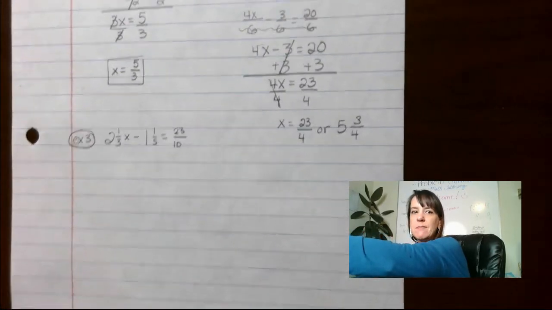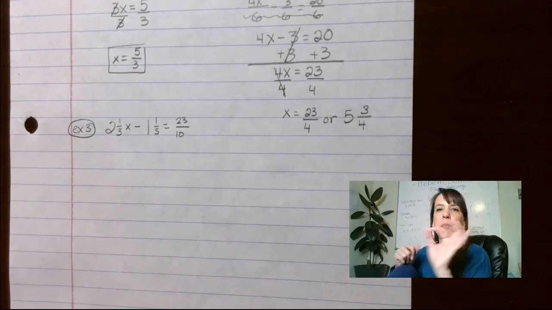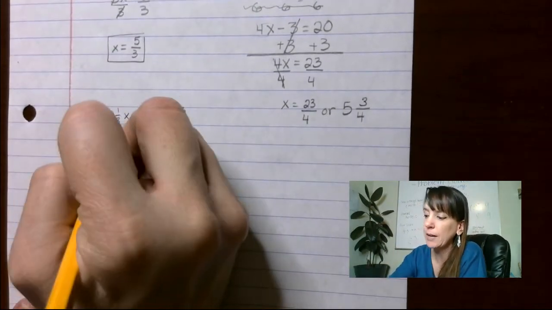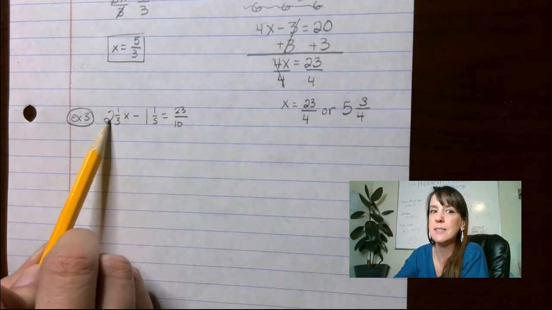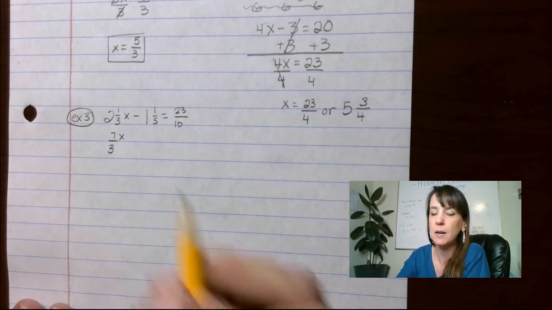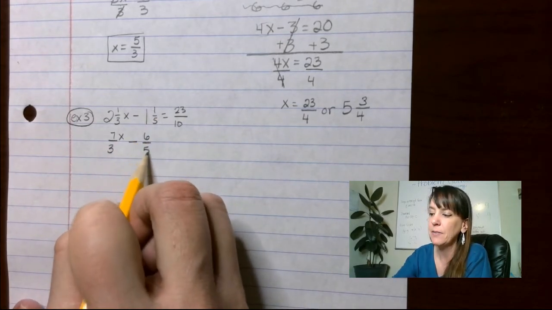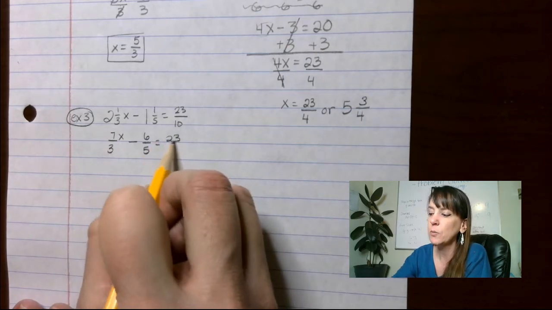Okay. I like to make things as complicated as possible. All right, so we're going to do the same thing, but in order for us to do it, we have to first turn them into improper fractions. So we have 3 times 2 is 6, plus 1 more is 7. So 7 thirds, and that x gets bumped up to the top, minus 5 times 1 is 5, plus 1 more is 6 fifths equals 23 over 10.